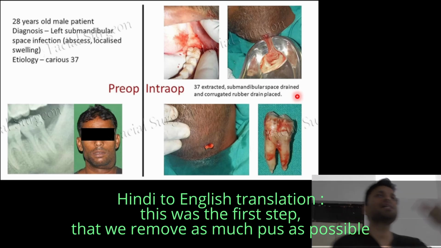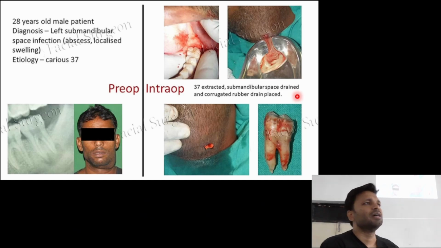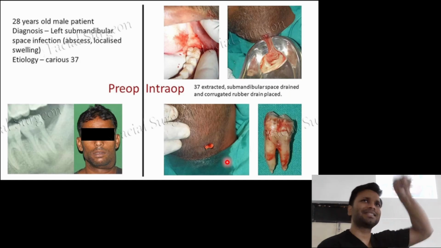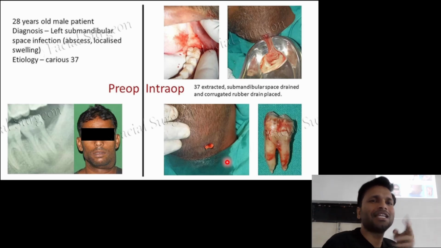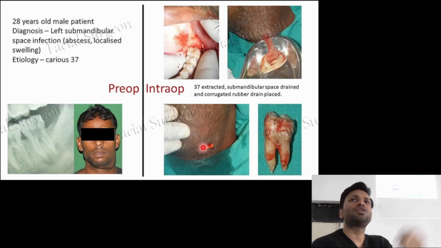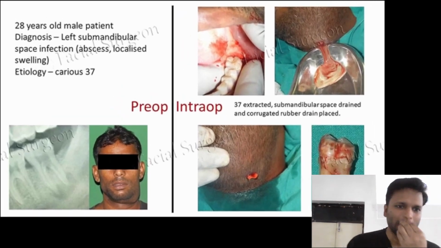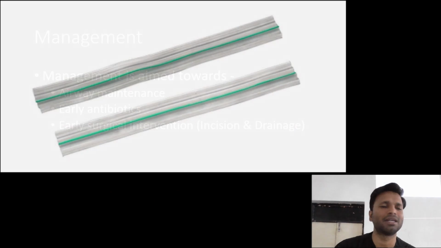Now, this was the first step, that we remove as much pus as possible. Now, if this closes and there is more pus formation, it won't come out. So for that, we're going to place a drain, a corrugated rubber drain. I'm going to show you the pictures of the drain. It is a zigzag pattern like this, and we place it in the space. So it keeps the space open. We suture it to the skin to keep it in position. Now that is one. So this is the incision and drainage, and this is the corrugated rubber drain.